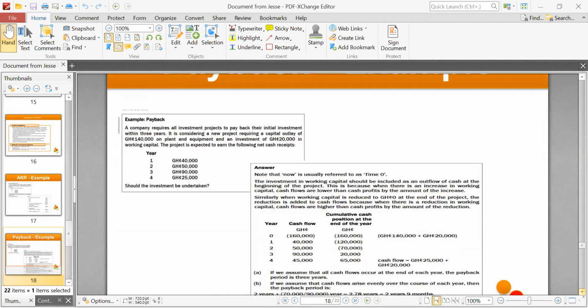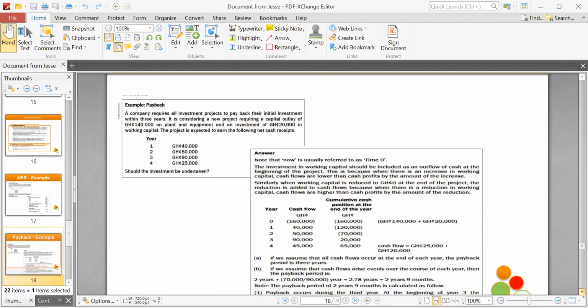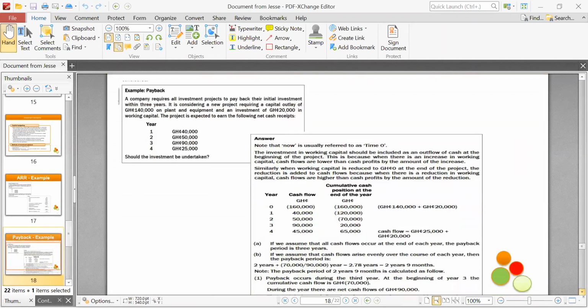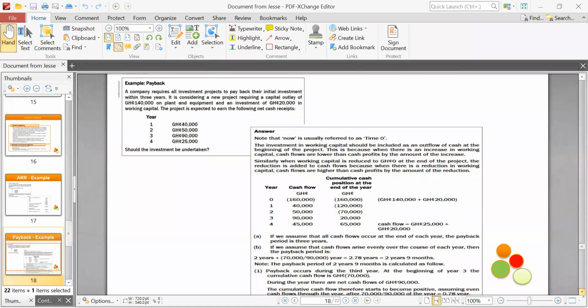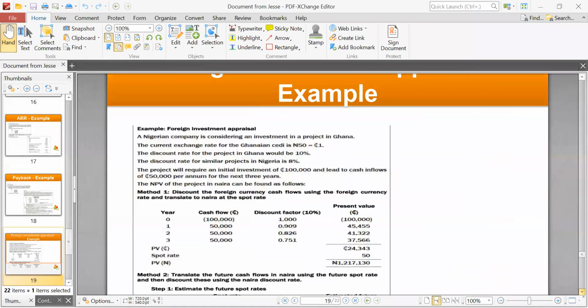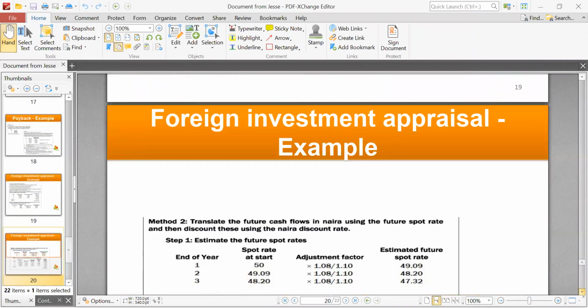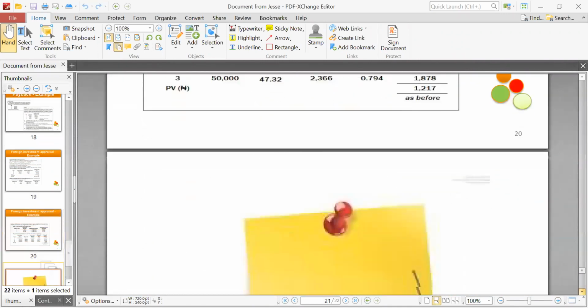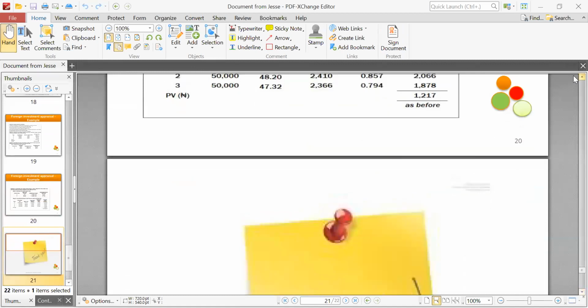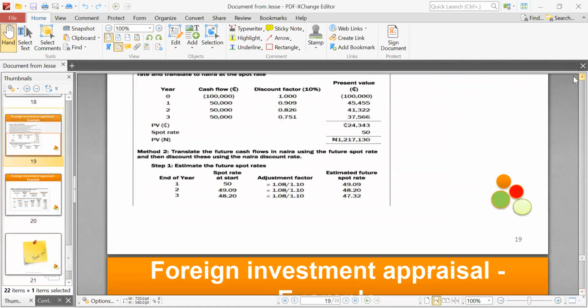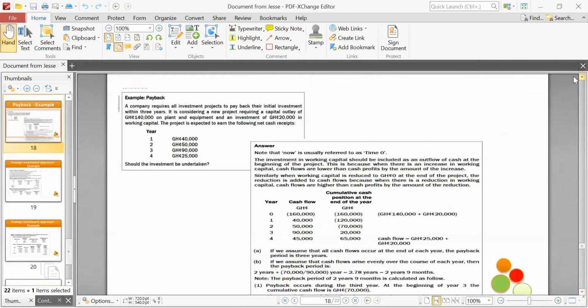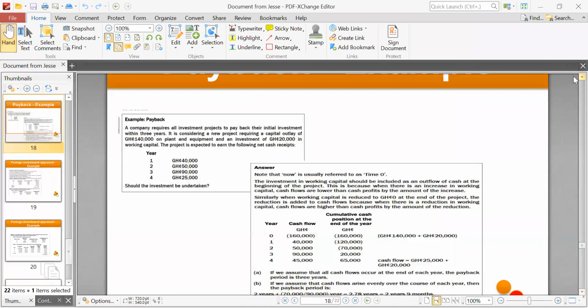Now let's look at an example on payback. So we are breaking it down step by step. Payback. Can someone read the question, or should I just read? The payback question.